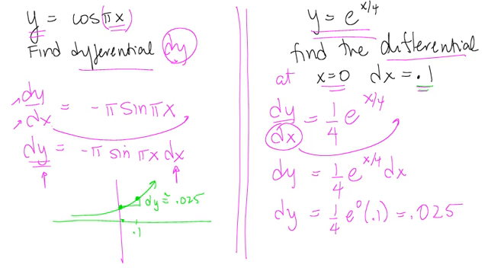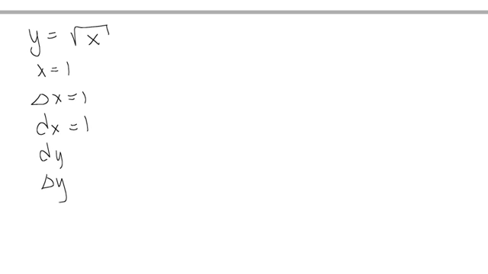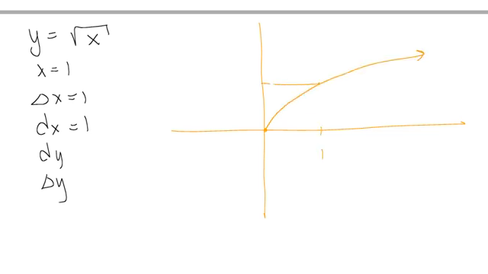Is it an exact value? No, because we're using the slope of the tangent line to estimate that dy, not the actual function. Moving on to a third example that sort of puts those two pieces together. We've got a square root function. And I am going to look at what happens at x equals 1, where I know that y equals 1. And then I'm saying, hey, what happens to that if I change my x value by 1?